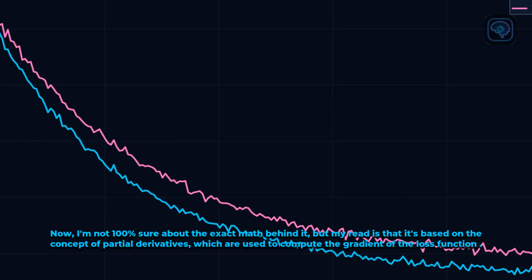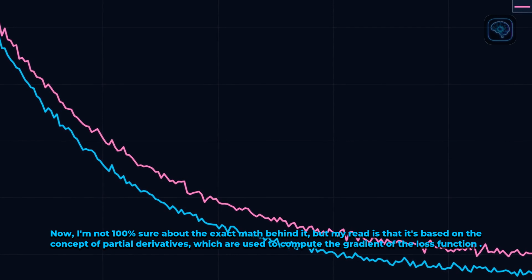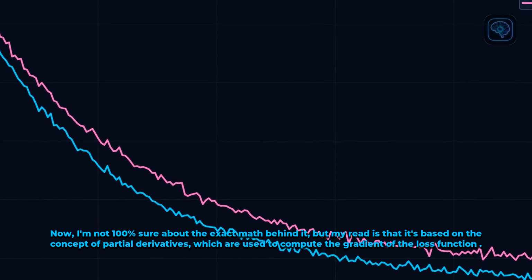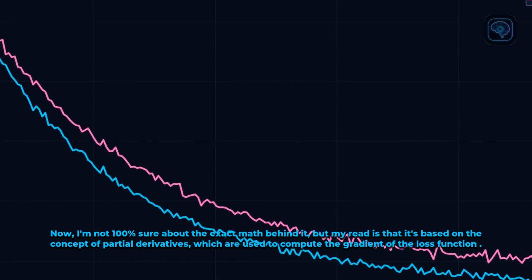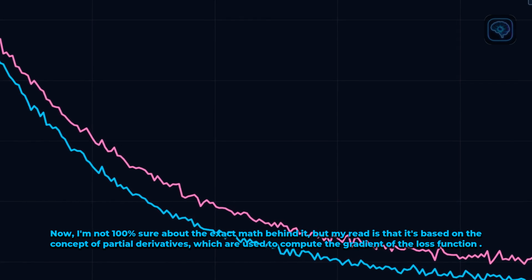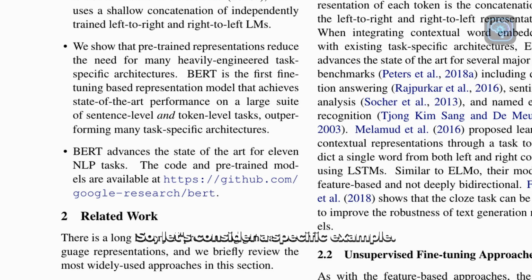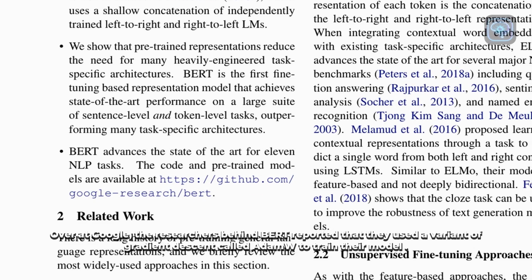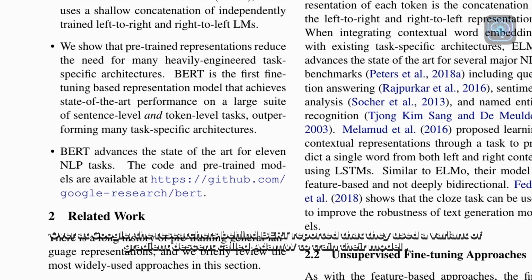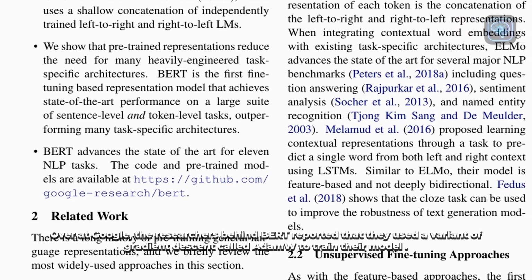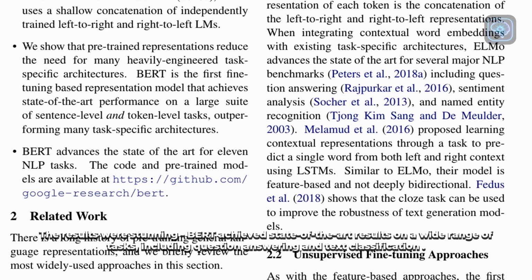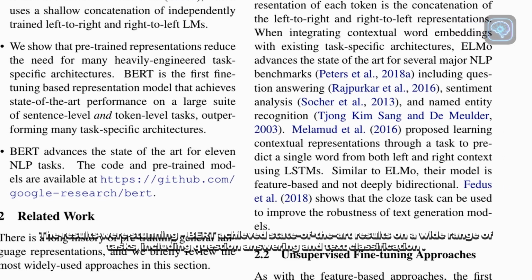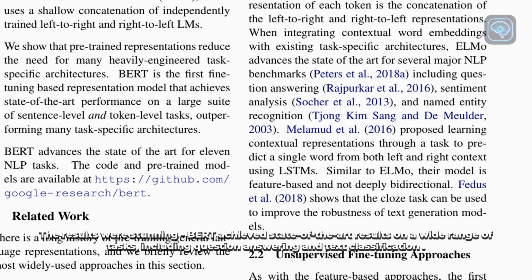So, let's consider a specific example. Over at Google, the researchers behind BERT reported that they used a variant of gradient descent called AdamW to train their model. The results were stunning. BERT achieved state-of-the-art results on a wide range of tasks, including question answering and text classification. Compare that to what Meta reported for their own language model, which used a different optimization algorithm.